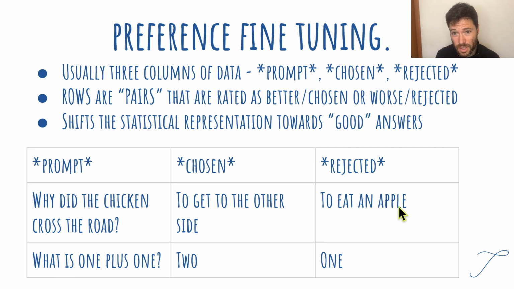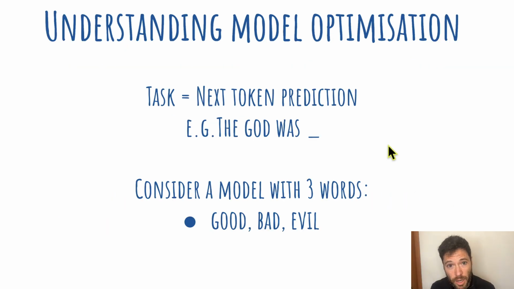And the idea here is to shift the statistical representation of the model towards good answers and away from bad answers. So if you have a bad answer here and a good answer here, you're shifting the model in this direction here. Now let's go back and think about how supervised and unsupervised work. They both involve cross-entropy loss to guide the optimization and to guide the model towards the statistical distribution of the underlying training data. So let's consider a simple task where we're trying to predict the next token in the sentence, the God was, and we're predicting the next token here.